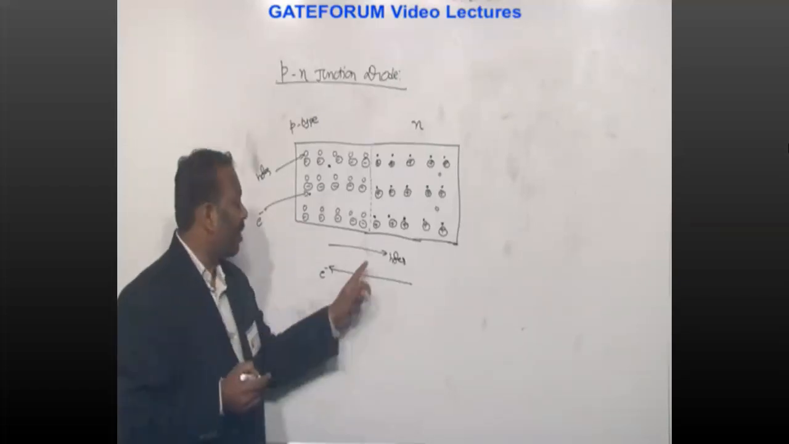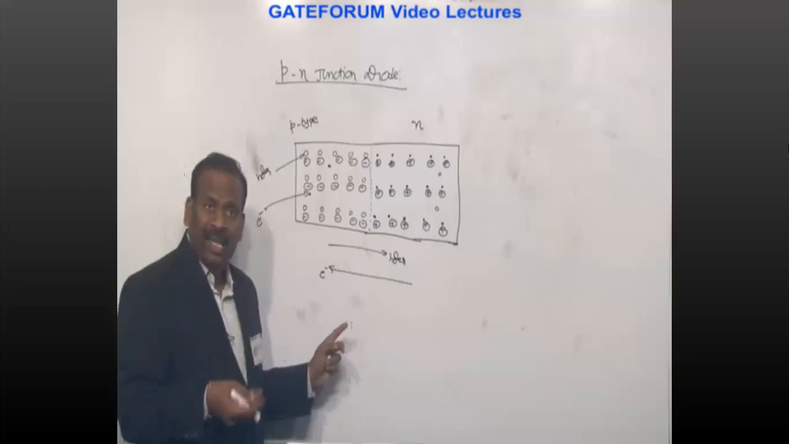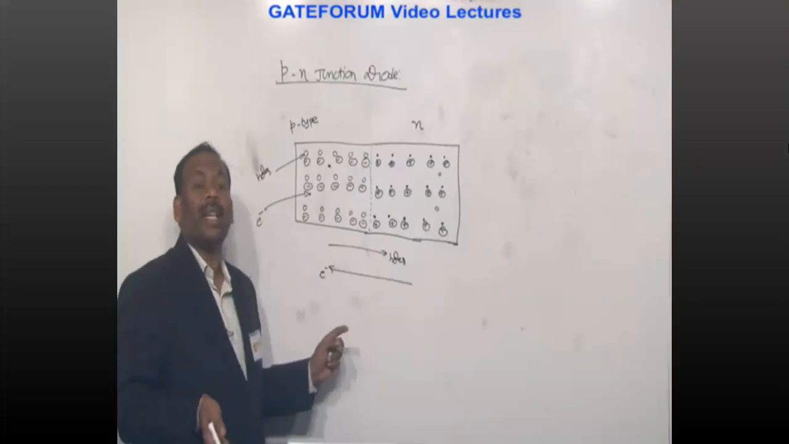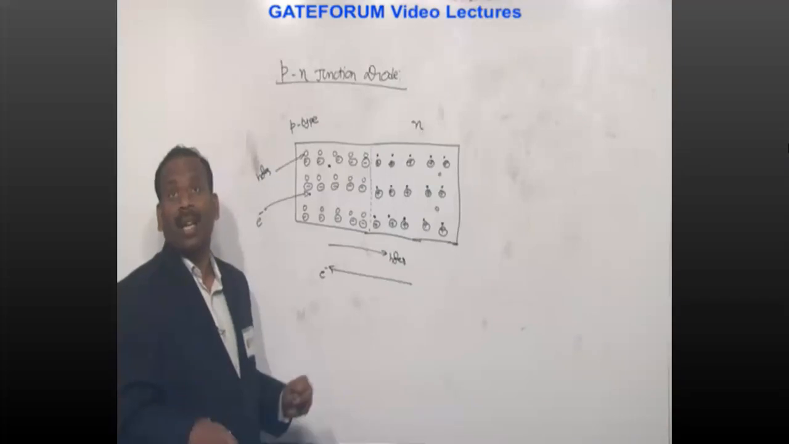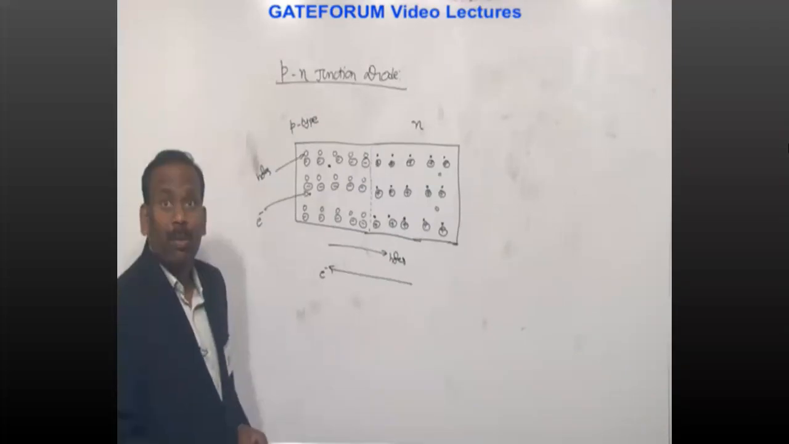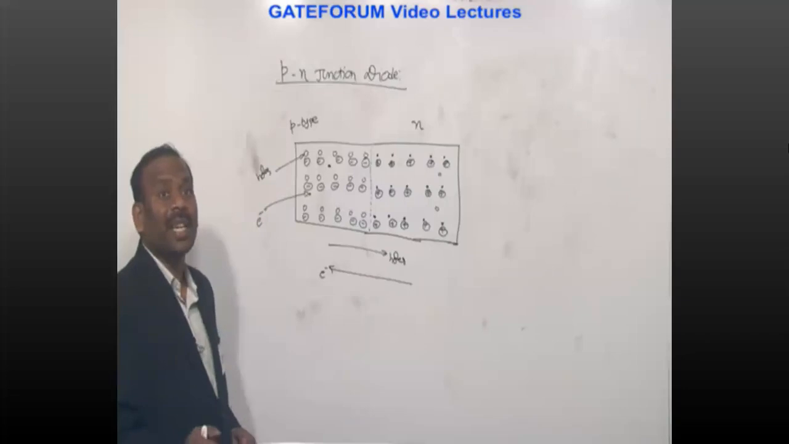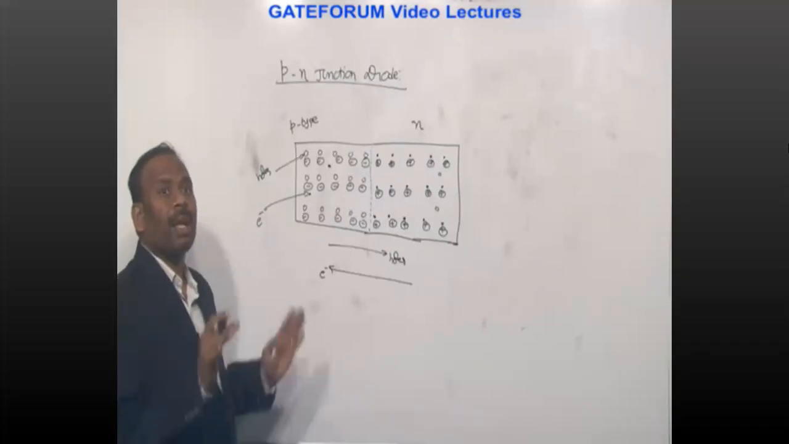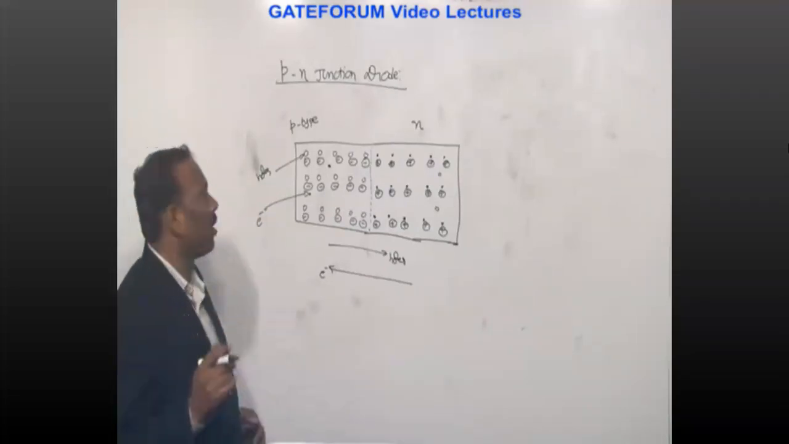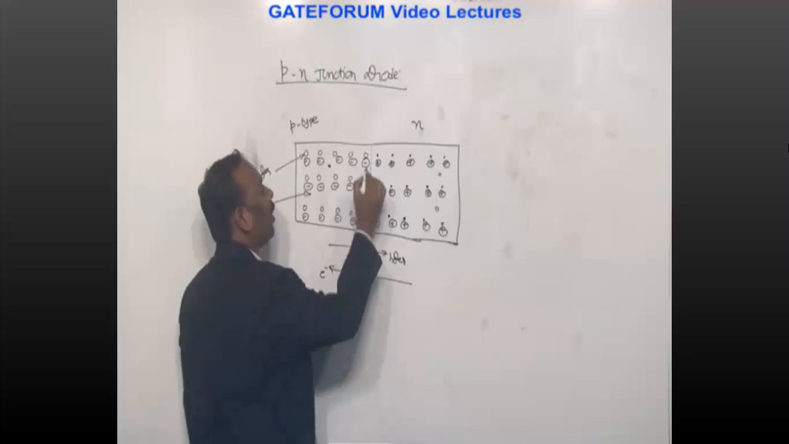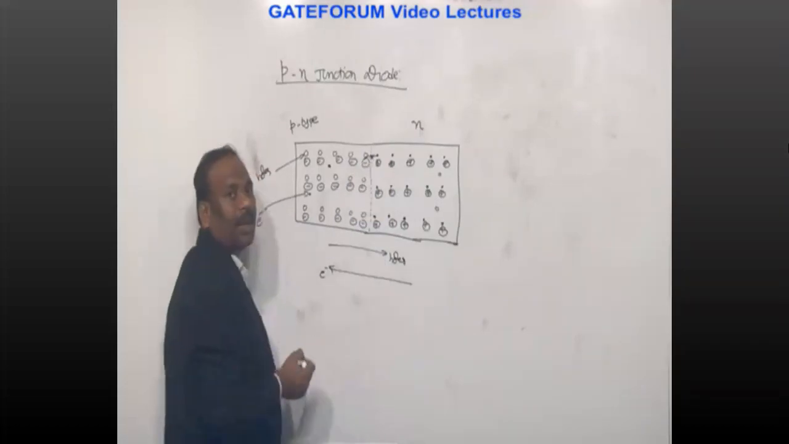Why are these holes and electrons moving? Are you applying any external field? No. It is the internally developed concentration gradient. Because of the concentration gradient, there is a movement of charge carriers from the high concentration area to the low concentration area. That is called the diffusion mechanism. Now the starting diffusion exists. So what is going to happen? This hole moves in this direction, this electron moves in this direction.